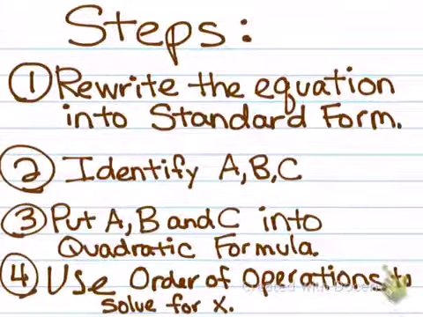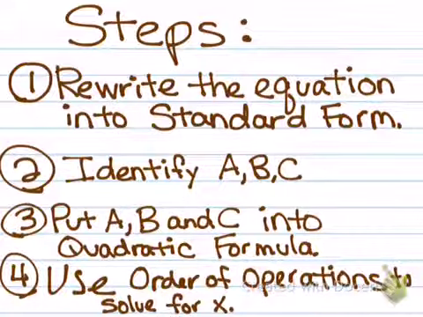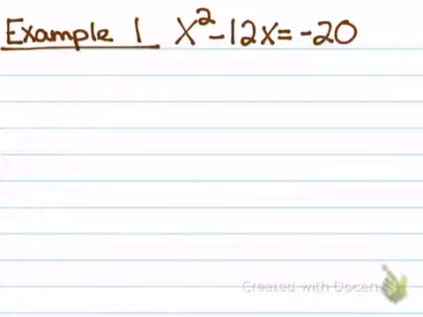Here are the steps. Step 1, rewrite the equation into standard form. Step 2, identify a, b, and c from that equation. Step 3, plug in a, b, and c into the quadratic formula, and then we're going to use the order of operations to solve for x. We're going to try 2 examples. You're going to try 2 examples for homework, and we're going to sing today. Oh yes. All right. Example 1.